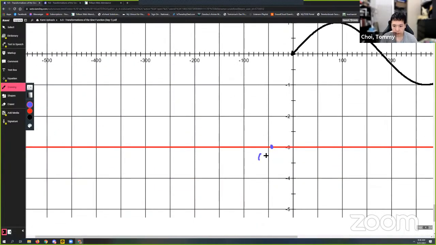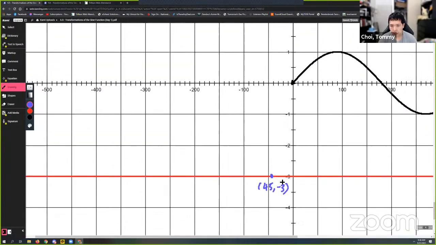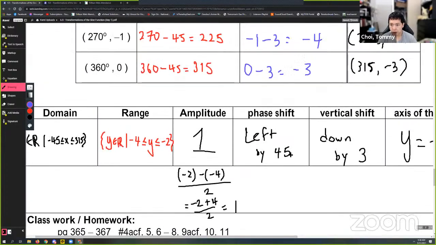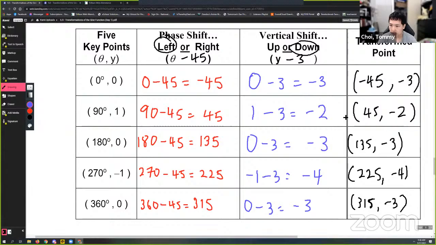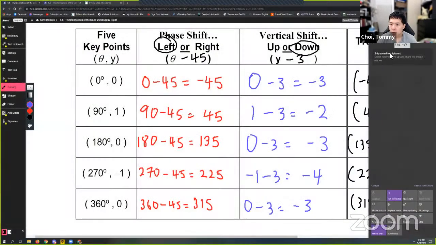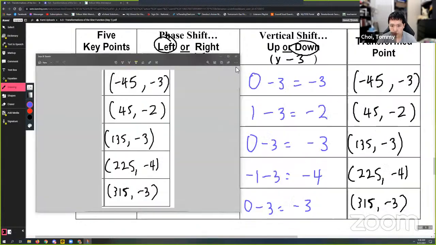So (-45, -3). Just like that. And then our next one, we scroll back up here. Actually, let's not scroll back up. That's kind of a pain. I'm just going to take a snapshot of this.